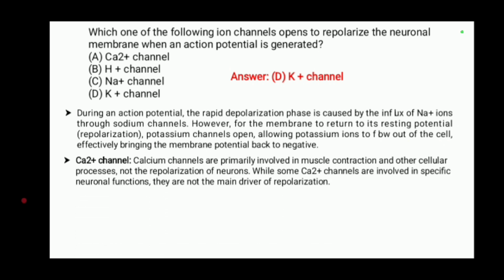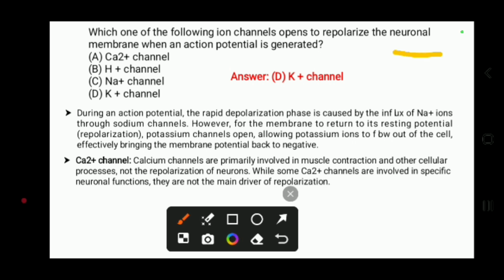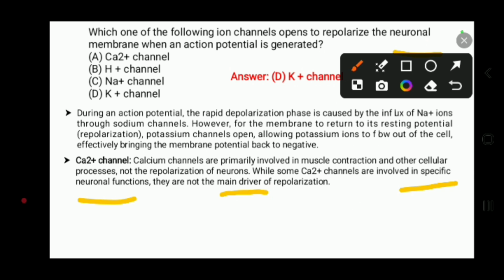Ca2+ channel. Calcium channels are primarily involved in muscle contraction and other cellular processes. So this calcium channel is not the one that opens for neuronal repolarization. While some calcium channels are involved in specific neuronal functions, they are not the main driver of repolarization. The main function of calcium channels is involvement in muscle contraction and other cellular processes.